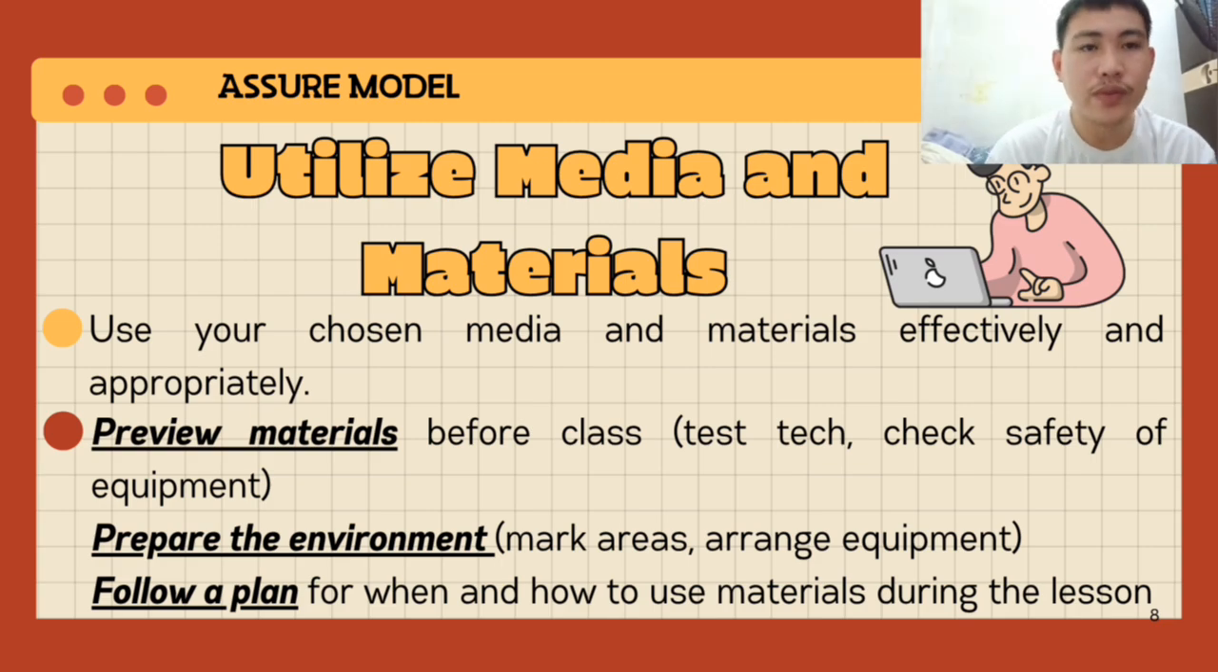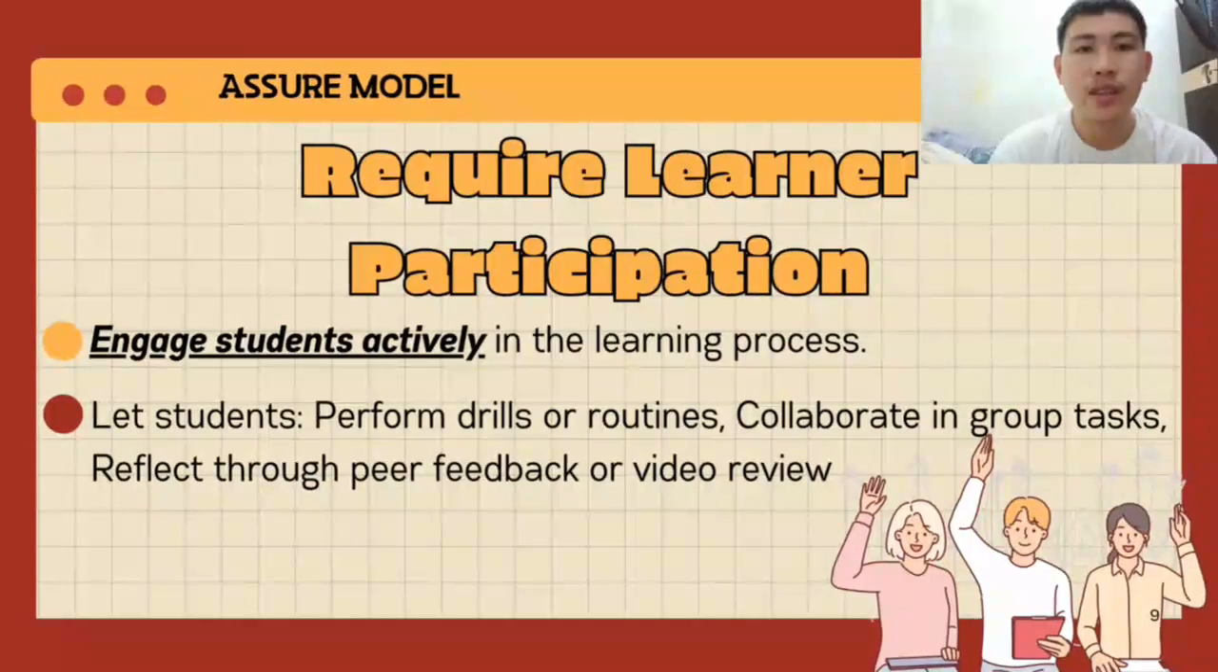For example, place cones to mark the court's boundaries and a box of volleyballs near the net. Follow a plan. Have a clear plan for when and how to use the resources during the lesson. For example, first, students watch the video on serving. Then they use the volleyballs to practice the serves, and finally, play a game using the net and court boundaries.